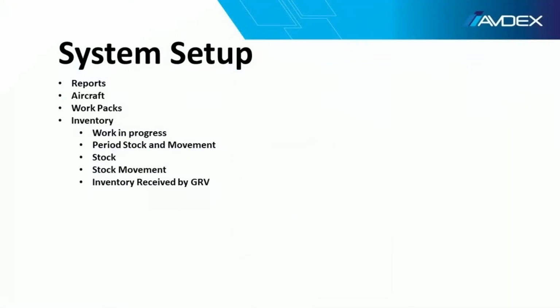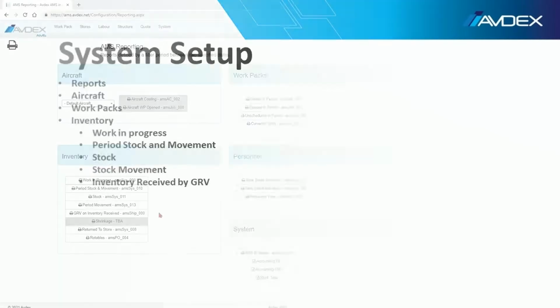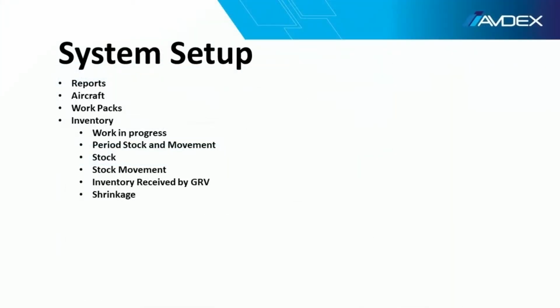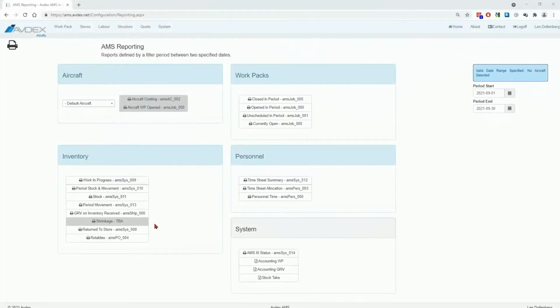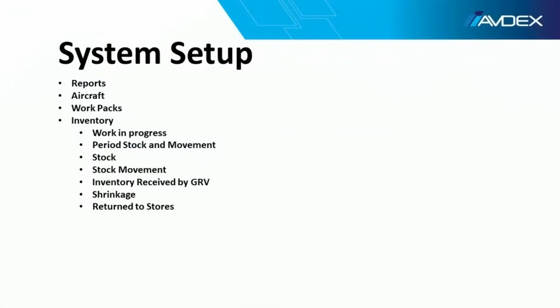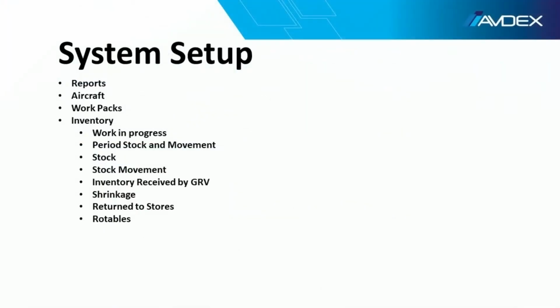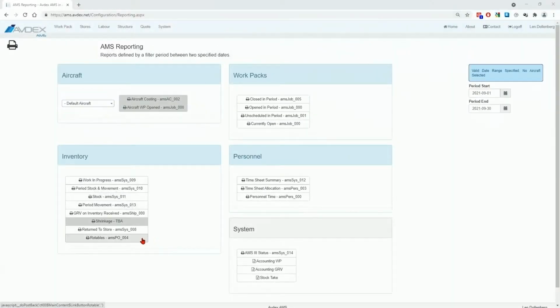Inventory received by GRV. Generate a report of shipment and GRV, filtered by inventory received between dates. Shrinkage. Generate a report of inventory shrinkage. Return to stores. Generate a report of inventory return to store in selected period. Rotables. Generate a report of rotable returns initiated in the period.